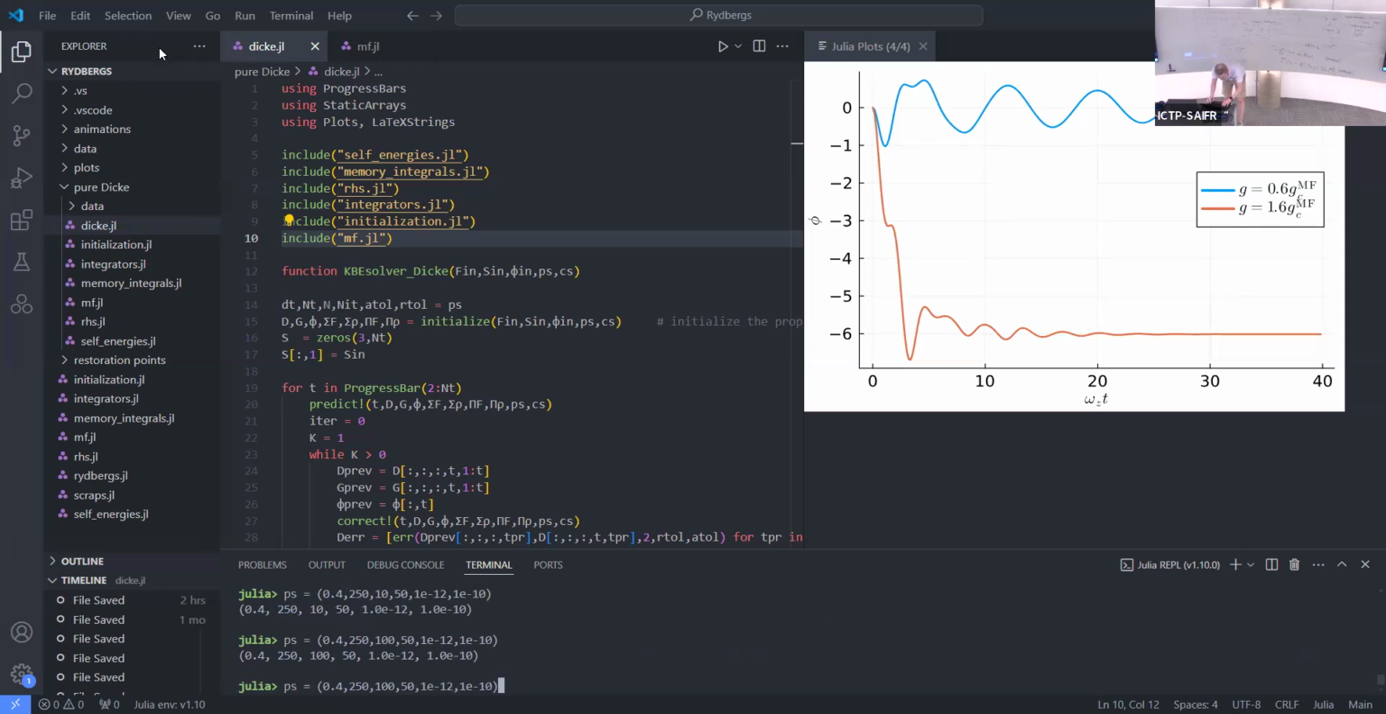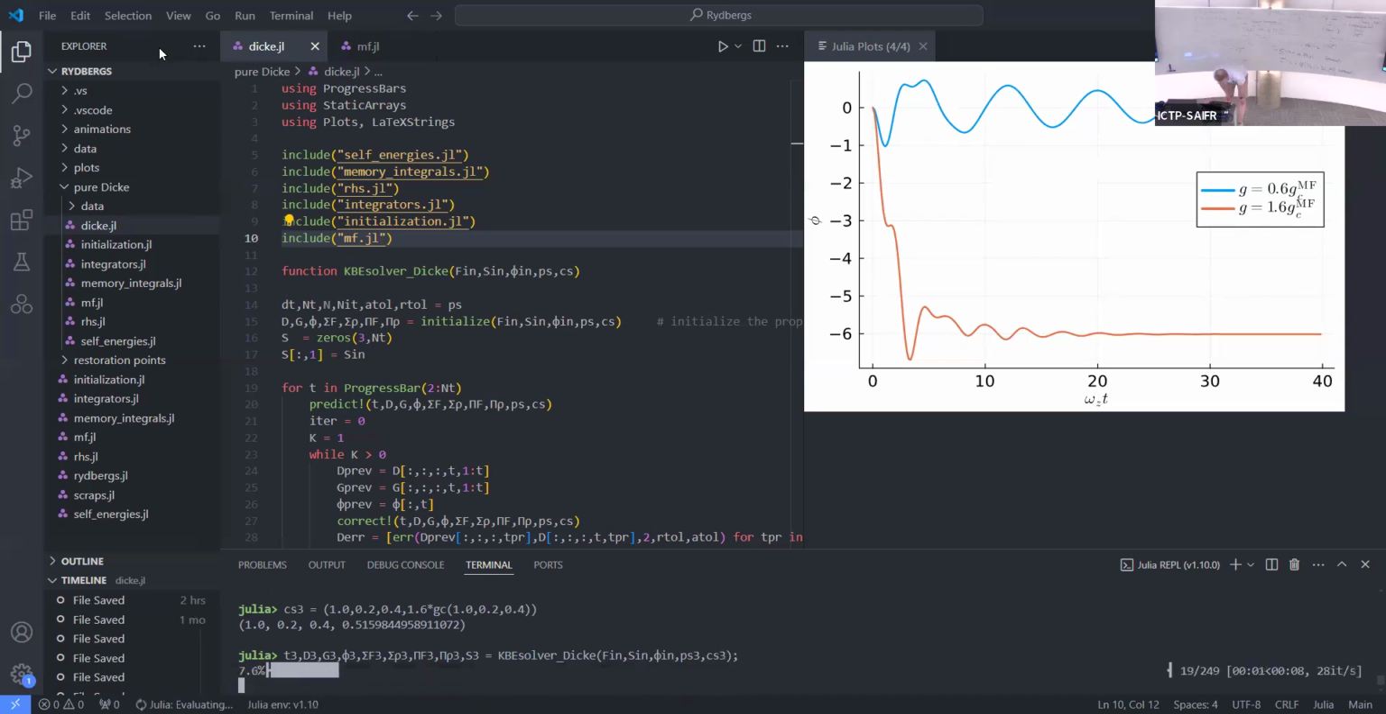So let's now do the same, but for n equals 10, above the critical point. We should have it. Okay, let's run again.